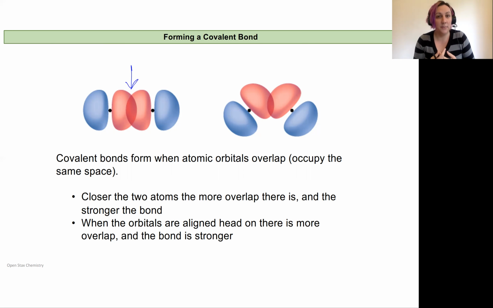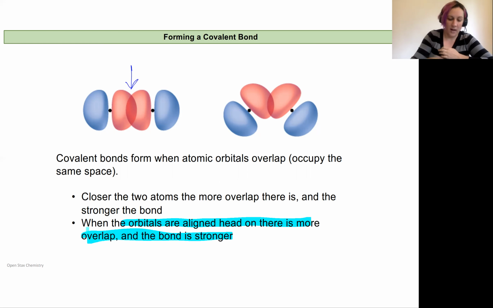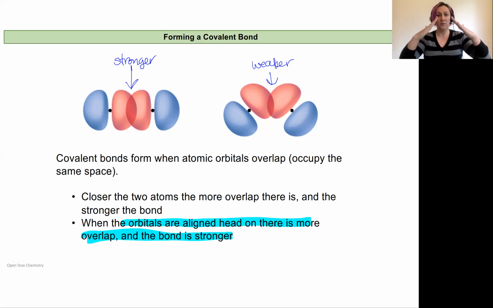But the other key part of this is the orientation at which these orbitals overlap. To have a strong covalent bond, it's really important that they are aligned head on, so they overlap directly, rather than at an angle like this. So this would be a weaker covalent bond, where our orbitals aren't perfectly aligned and they're overlapping at an angle. And so we won't have as strong of a bond or connection between those two.